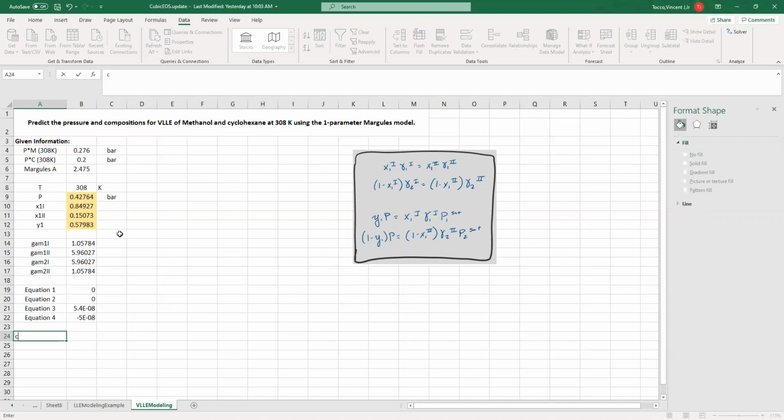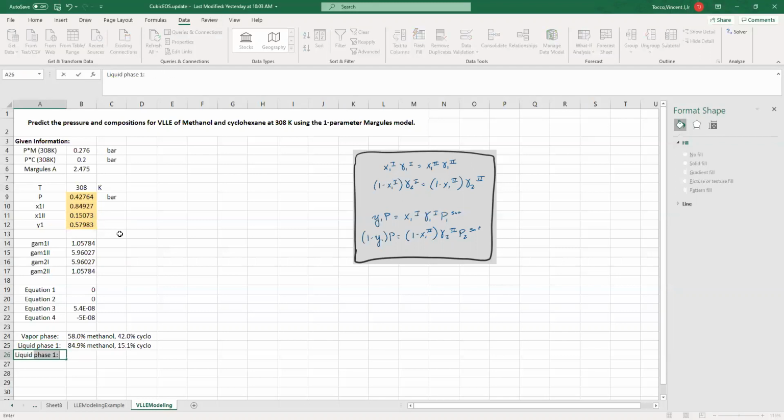I would say the composition of the vapor phase is 58.0% of component 1, which is methanol, which means the other 42.0% is cyclohexane. I would say liquid phase 1 is 84.9% methanol, and the other 15.1% cyclohexane.